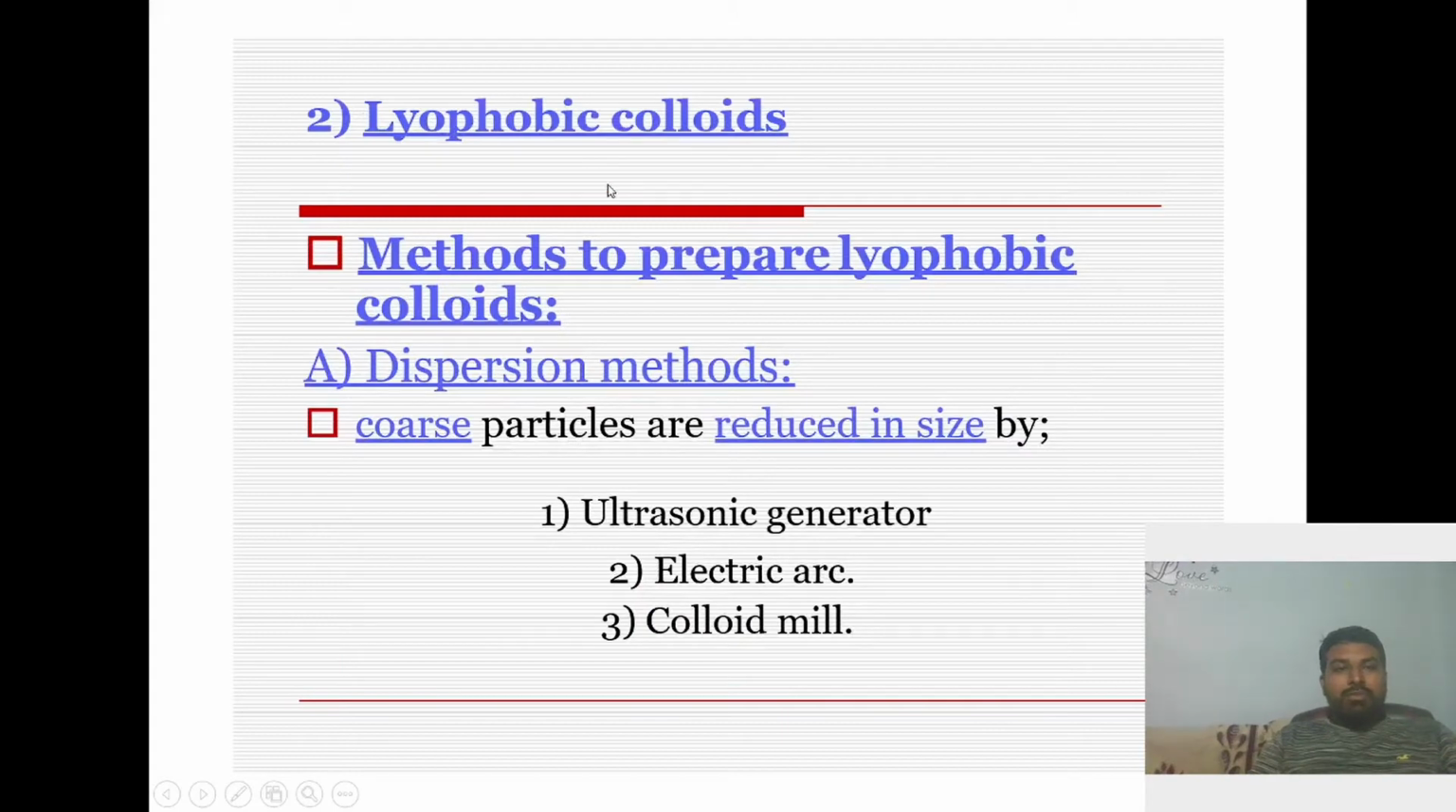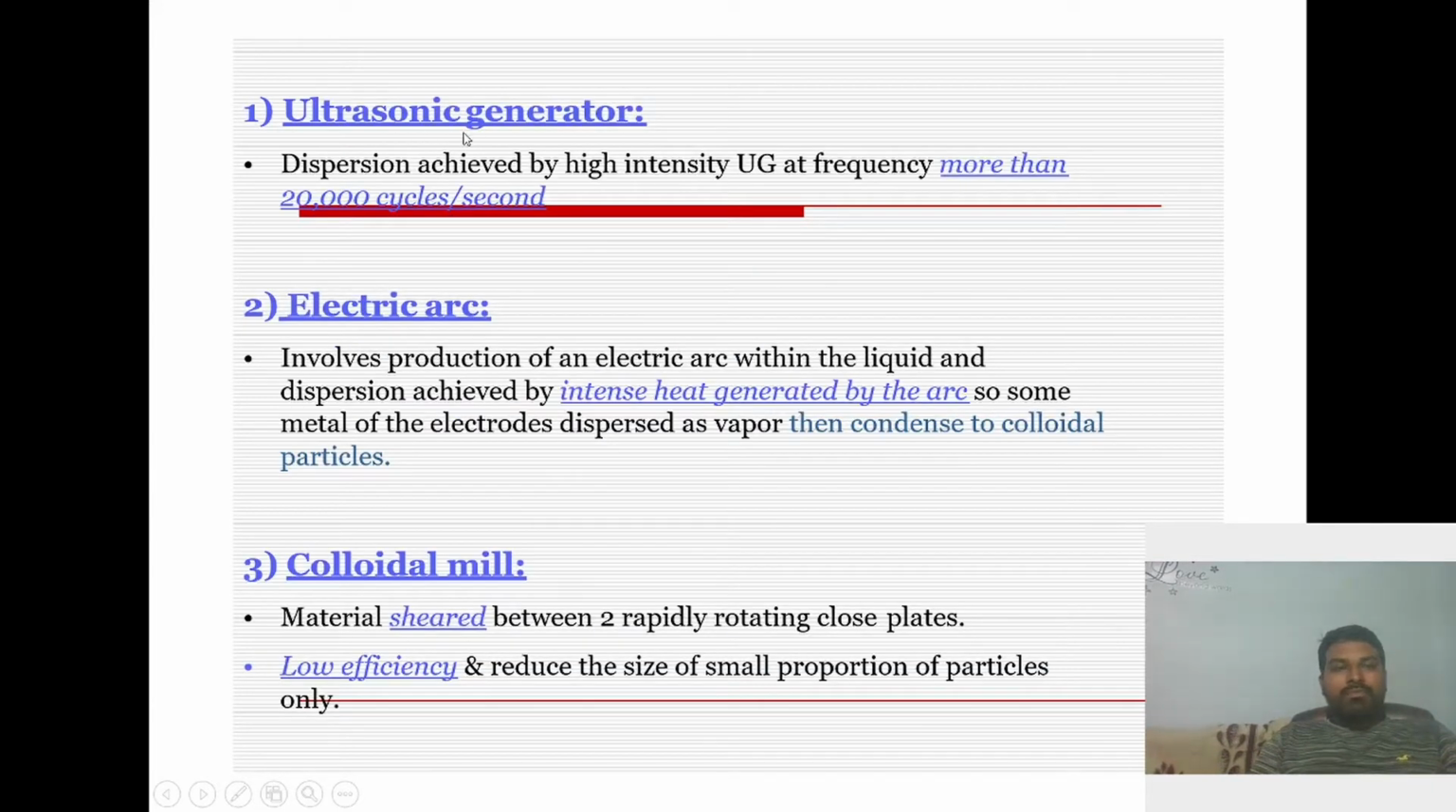Next is lyophobic colloids. Methods to prepare lyophobic colloids are dispersion methods. Coarse particles are reduced in size by ultrasonic generator, electric arc, or colloidal mill. Ultrasonic generator: dispersion achieved by high intensity ultrasonic generator at frequency more than 2000 cycles per second.